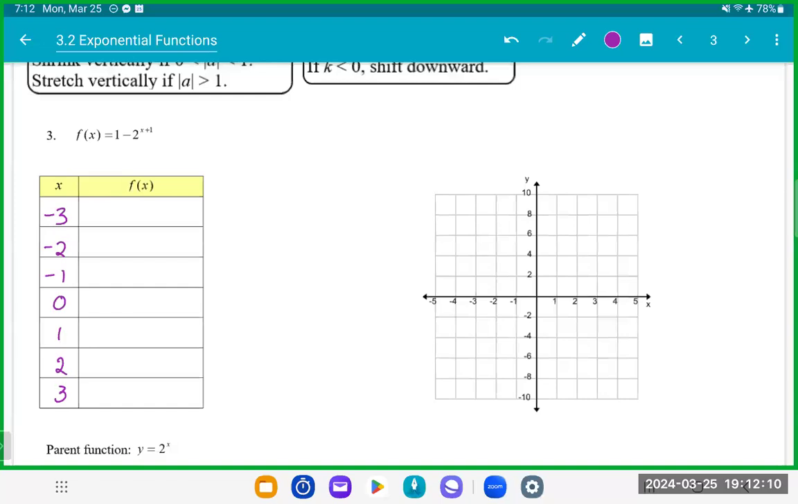So this one would be 1 minus 2 to the -3 plus 1. And this is going to be 1 minus 2 to the -2. So this is going to give us 3/4. Let me see.